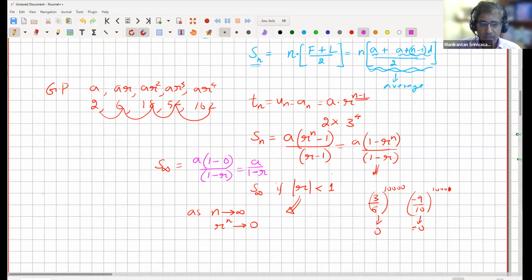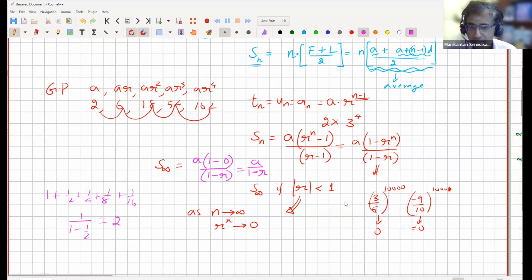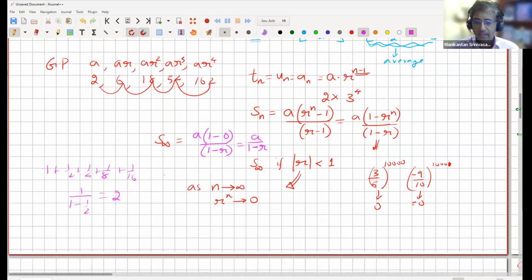For example, if you're calculating the sum of 1 plus half plus 1/4, the classic ant problem, some of you might have seen. Ant travels 1 meter first day, half meter second day, 1/4 meter the next day. If it lives for 100 years, how much will it travel? 100 years is like infinity practically. So it will travel 1 by 1 minus half, which is 2 meters. So the puzzle goes that you'll never reach the second meter at all. It'll always be a little short, but eventually, after infinite time, it'll reach.